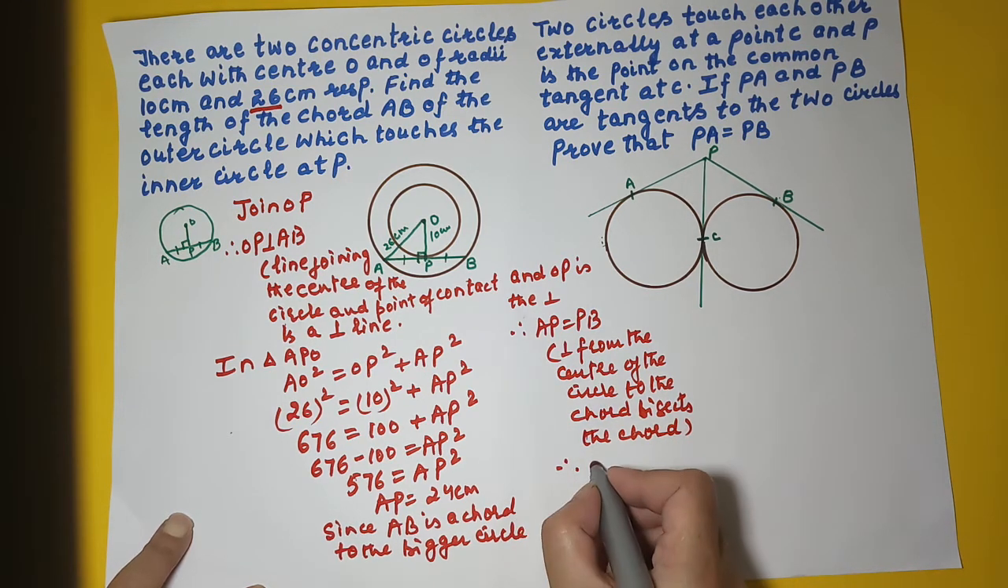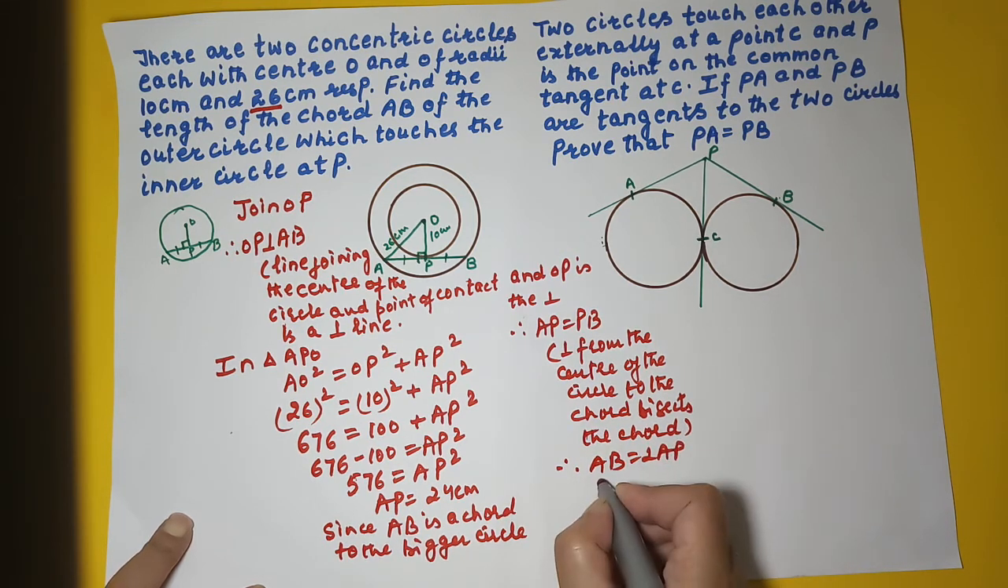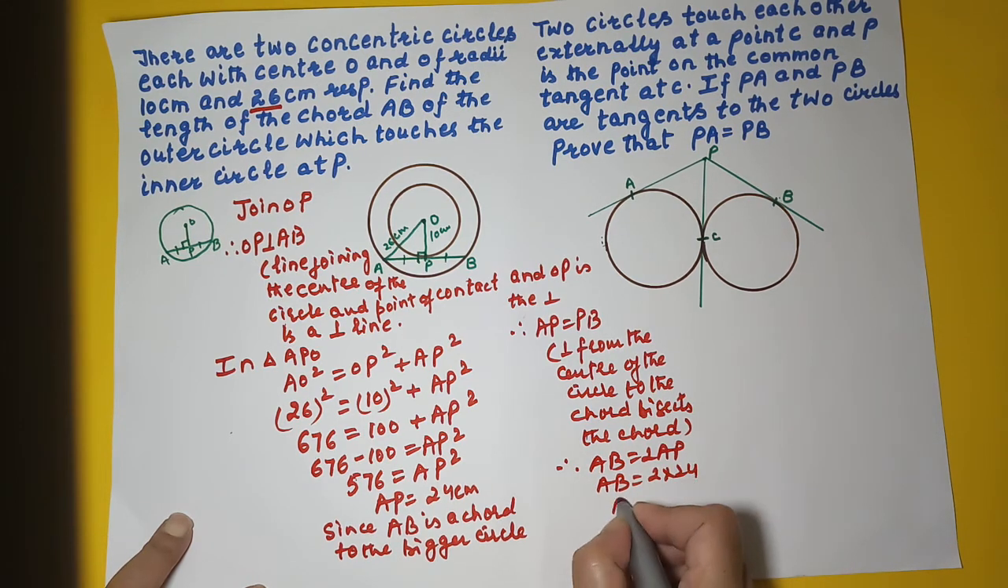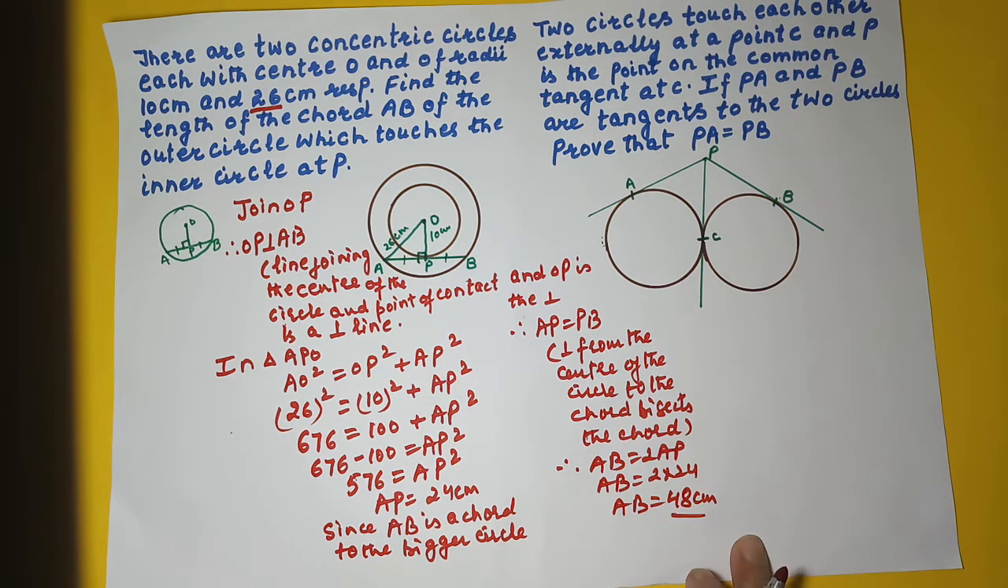Therefore, your AB will be 2 times AP and your AB is equal to 2 into 24. So, your AB becomes 48 centimeters. Right? Okay.